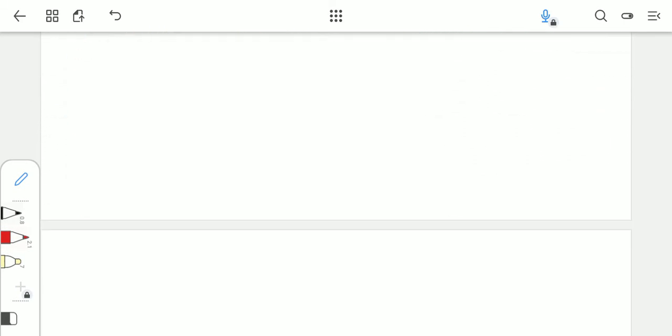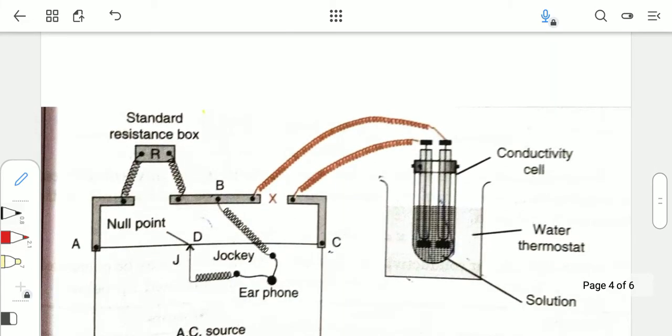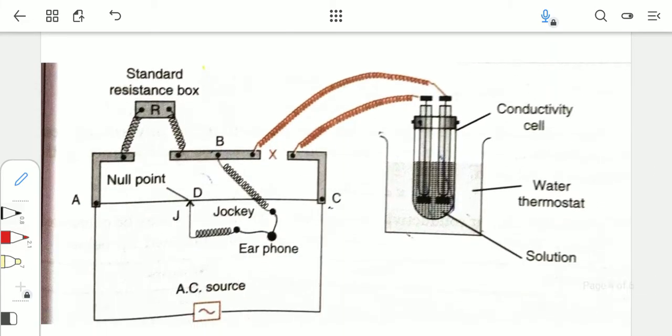Now here is the construction for our basic conductometer. Before understanding this, let us talk about the principle of the Wheatstone bridge. Then you will be able to better understand how we use this kind of arrangement for measuring the conductance of a solution. So we are here talking about the Wheatstone bridge.